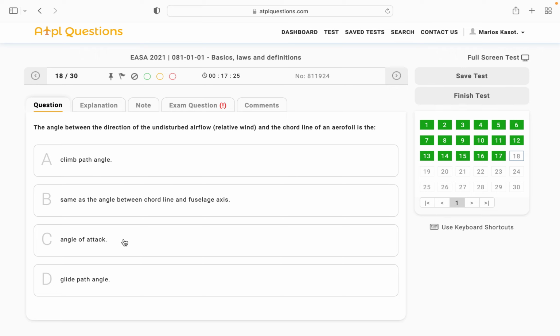This is the angle of attack. Climb path angle, now same as the angle between the chord line and the fuselage axis. Okay. Of course, here it says the definition of the angle of attack.